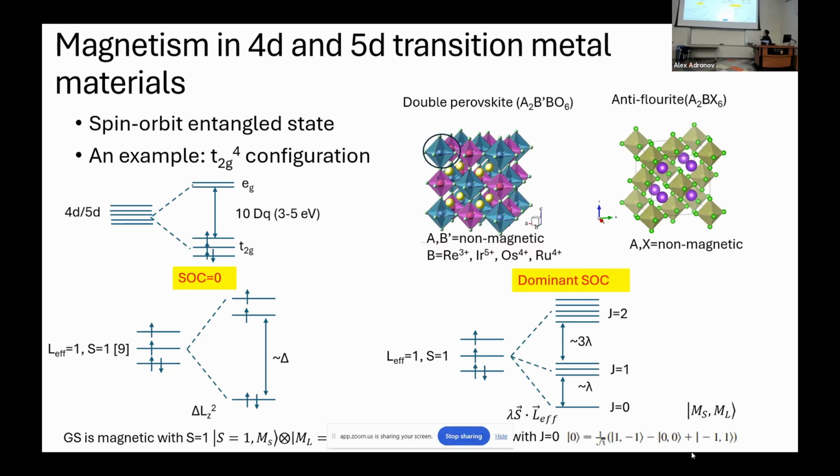Because I'm going to talk mostly about d4, I will start with 4 electrons in 4D or 5D orbitals. Because it's sitting in an octahedral crystal field, it feels the surrounding anions. It will split into eg and t2g orbitals. And because these 4D and 5D orbitals are very extended, they feel the anions very strongly. So the splitting is big. It's 3 to 5 eV.